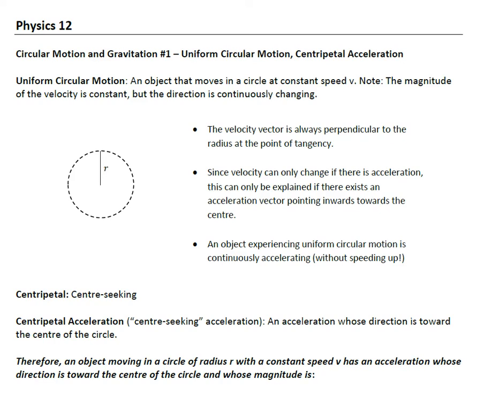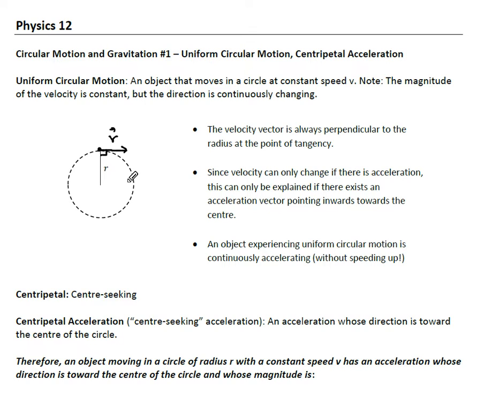So we're starting our new topic, circular motion and gravitation. First we're going to look at the basics of circular motion. The things we have to recognize is that when you have something traveling in a circular path, the velocity vector is always tangent to the circle. So it's perpendicular to the radius. That's 90 degrees right there. So that's our velocity vector.